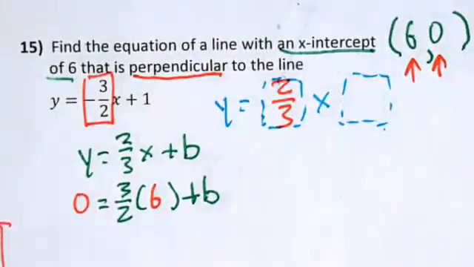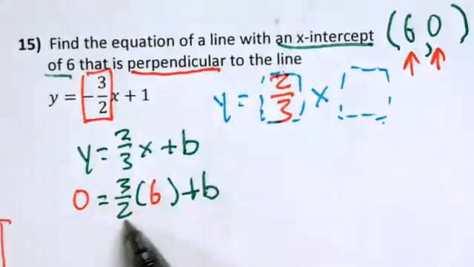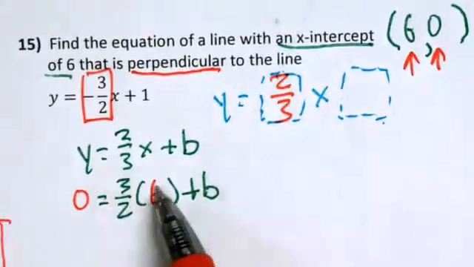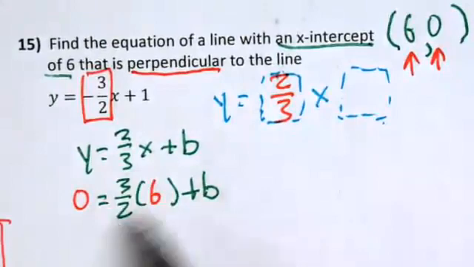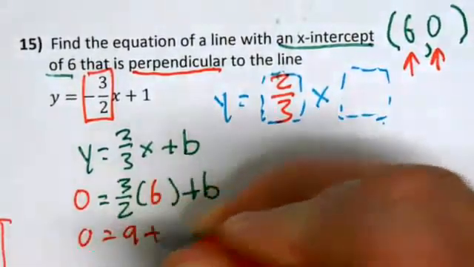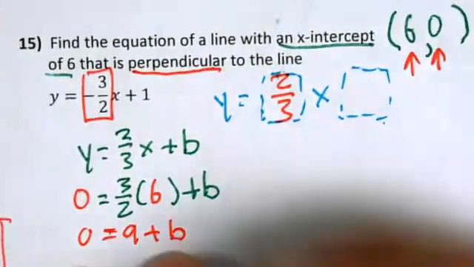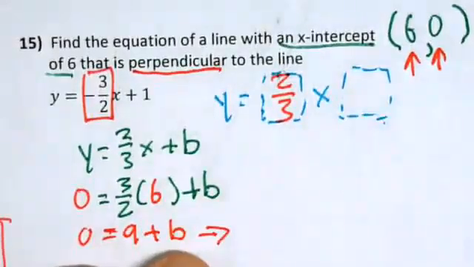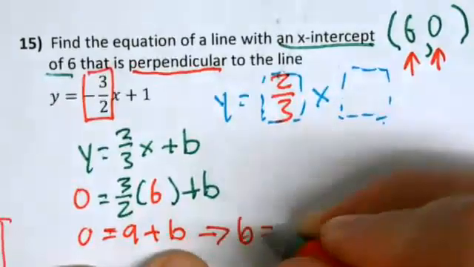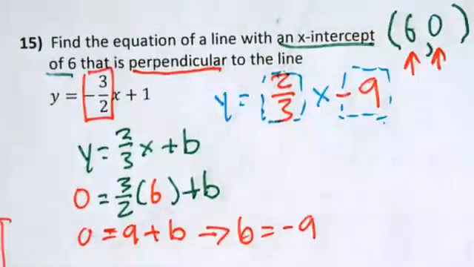2 over 3 times 6. Are you comfortable doing that in your head? You can either do the 2 times the 6 and divide it by 3, or you can do the 6 divided by 3 and multiply it times 2. When you're multiplying by a fraction, you're basically multiplying by the top number and dividing by the bottom number. Either way, it's 4. So we got 0 equals 4 plus b. And you can probably solve that in your head. What's the only thing you can add to a positive 4 and get 0? Negative 4. B is negative 4. Now we've got the final piece of our equation.